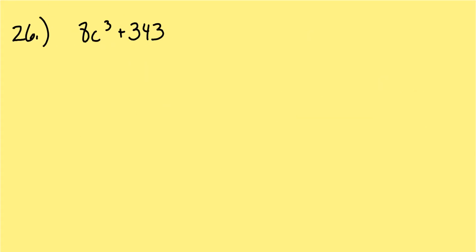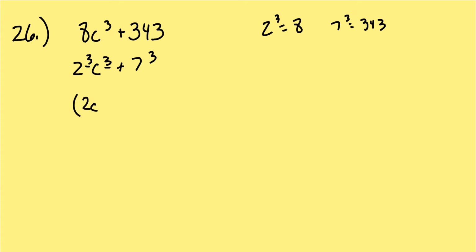Alright, 26, I have 8c cubed plus 343, so once again, I have to know that 2 cubed is 8, and then 343, 7 cubed is 343. So, I'm going to rewrite this as 2 cubed, c cubed, plus 7 cubed. They both have little 3's, so I'm going to write that as 2c in parentheses cubed plus 7 cubed.